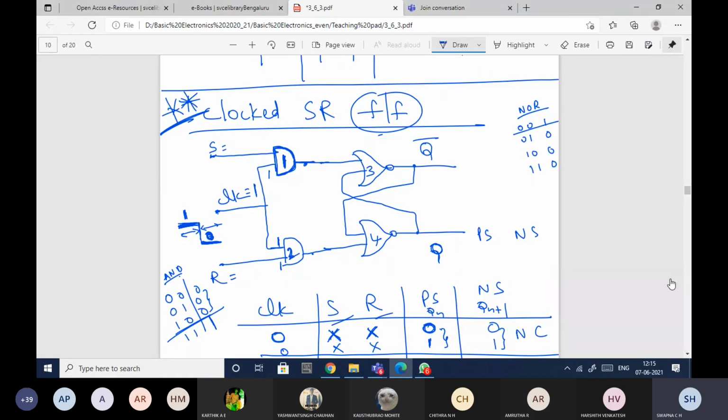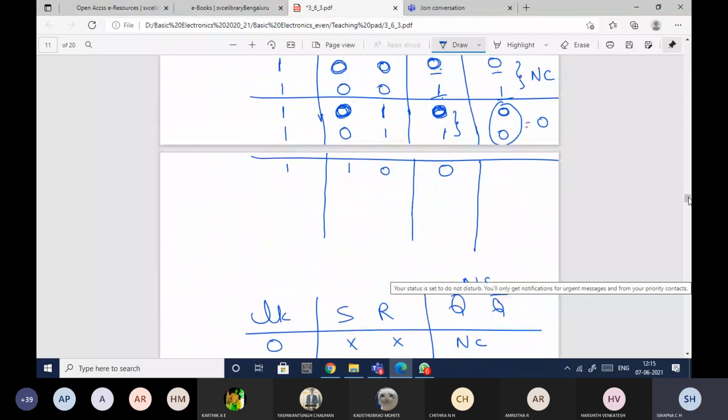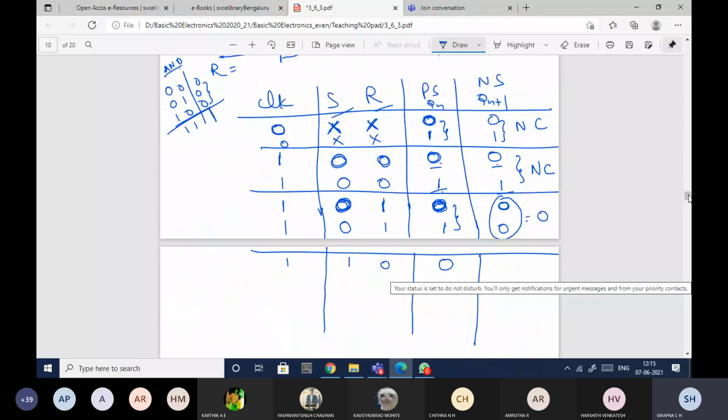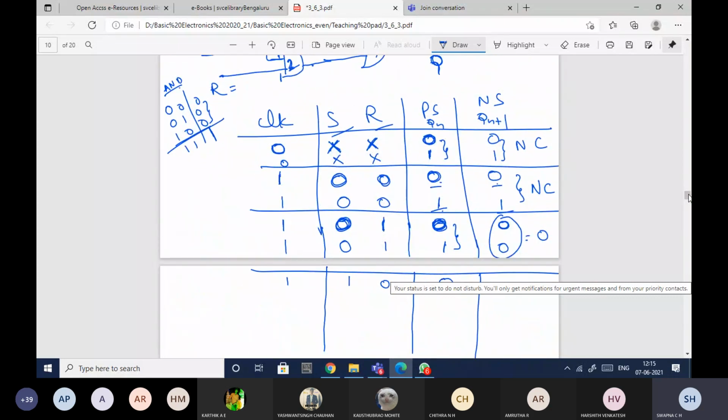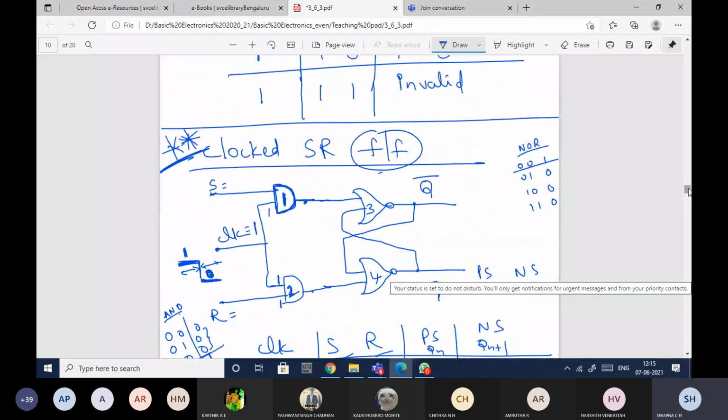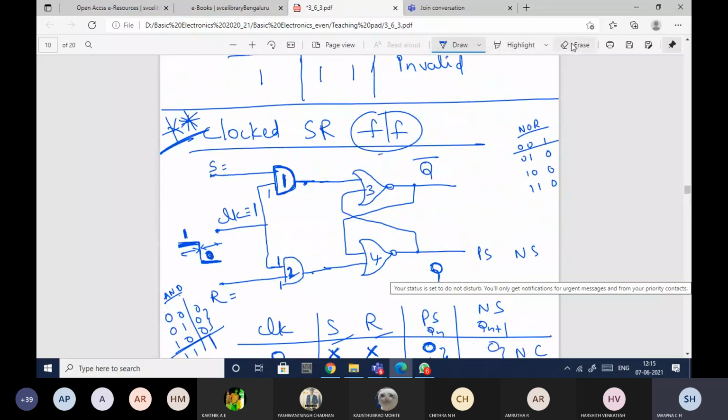Okay, fine. So now I need to take the next case as clock is equal to 1, S is equal to 1, R is equal to 0 and the present state is 0. For that I need to analyze. Okay, so first let me erase everything. What is that? S is equal to 1, R is equal to 0, clock is equal to 1. So this one will go here also and this one will go here also. So 1, 1, the output of the first gate will be 1 and 1, 0, the output of the second gate will be equal to 0.